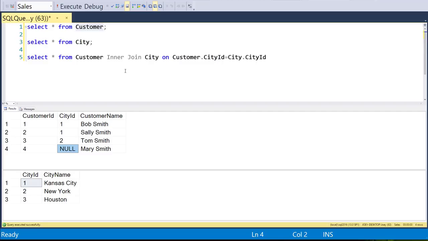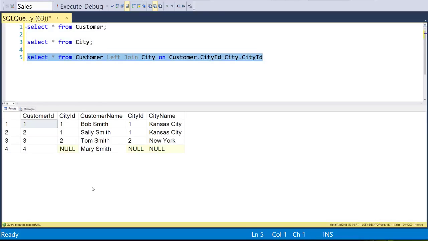Okay? So let's go ahead and change this query to say left join, and let's run this. So now what we're getting, we got the first three records. So the first three records are the exact same as the inner join.